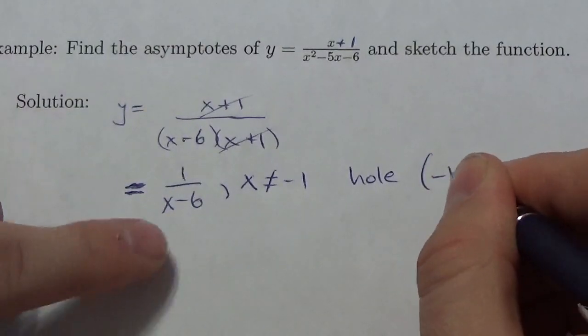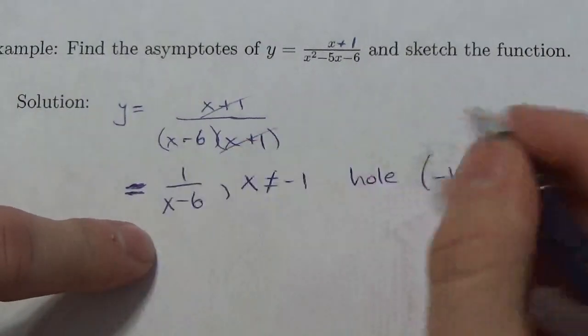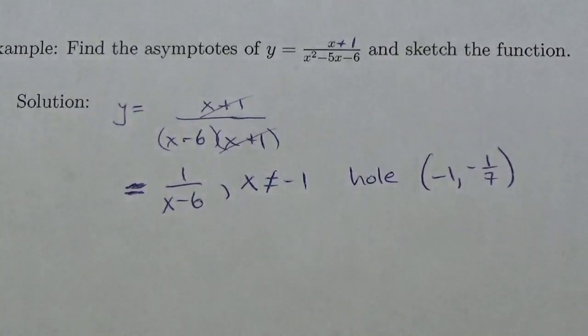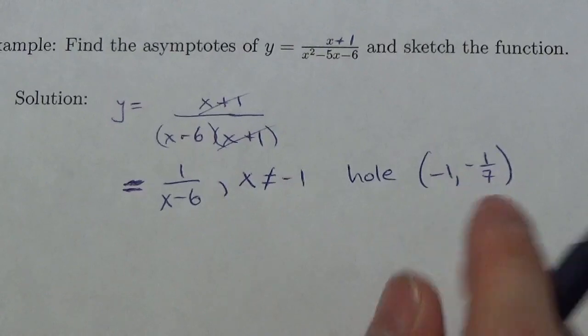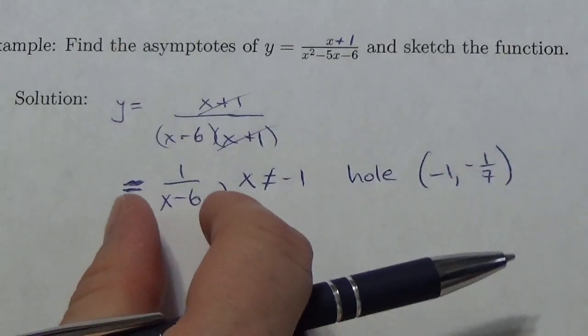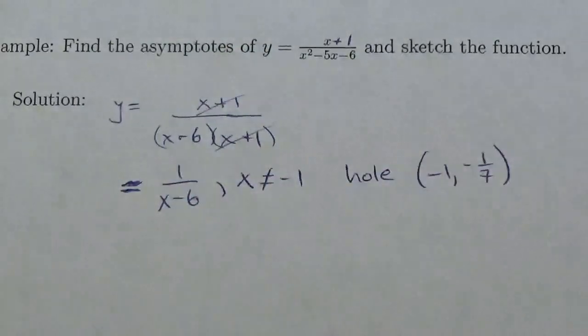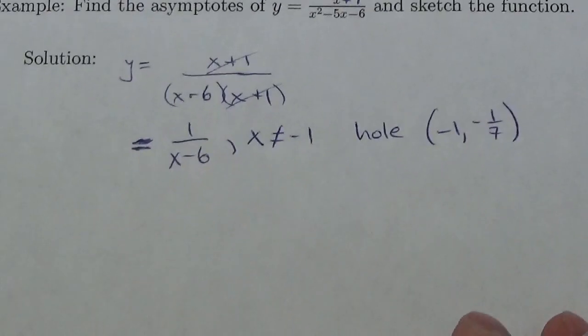If I plug negative 1 into this, it looks like it should have no problems. It should just be negative 1/7. But I know that that doesn't work, that particular point that really does exist on this graph, because of this function, has been popped out. It no longer exists there.